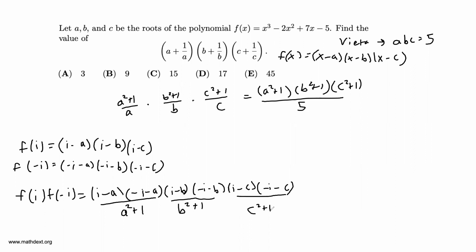So you get that this numerator over here is equal to f of i times f of negative i. So we just need to find f of i and f of negative i, and we're home free because we can just divide that by 5, and that's going to give us this quantity.